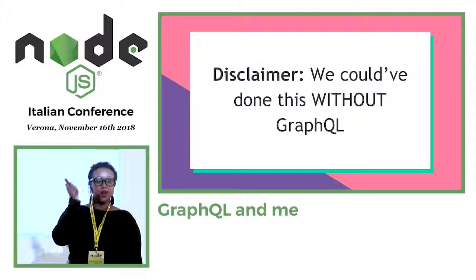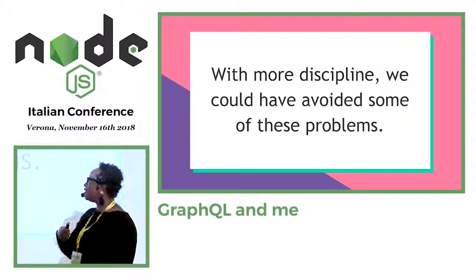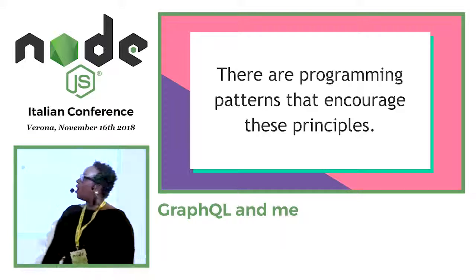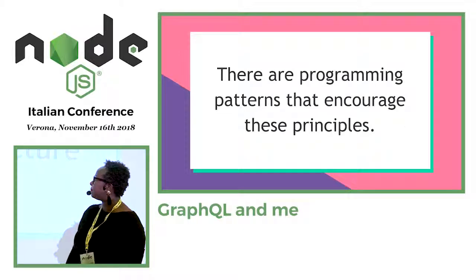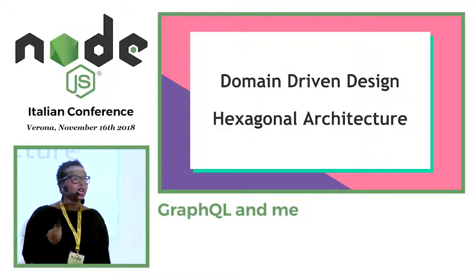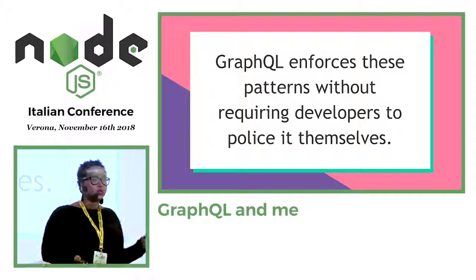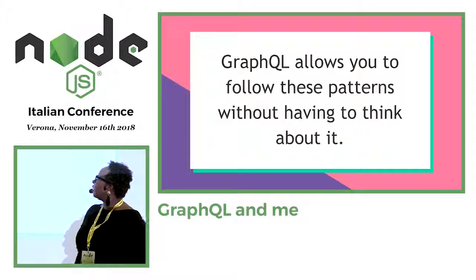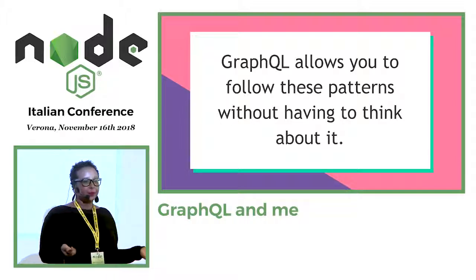Disclaimer, we could have done this without GraphQL, and you could do this without GraphQL. If we were more disciplined, we could avoid some of these problems. There are programming patterns that enforce this kind of structure, like domain-driven design and hexagonal architecture. However, GraphQL enforces these patterns without having developers police themselves. GraphQL allows you to follow these patterns without having to think about it.